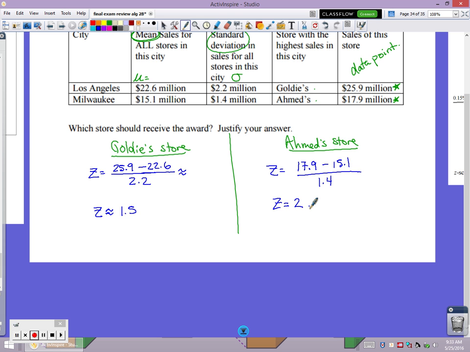So the question is, which store should receive the award? If I put these on the same normalized curve, 0 is the mean, then 1, then 1.5, I'm sorry, 1, 2. So we have Ahmed here and Goldie here. Even though Goldie brought in so much more money, Ahmed did better with respect to the stores in his area. So we would say, because it's further away from the mean, Ahmed's store should win.